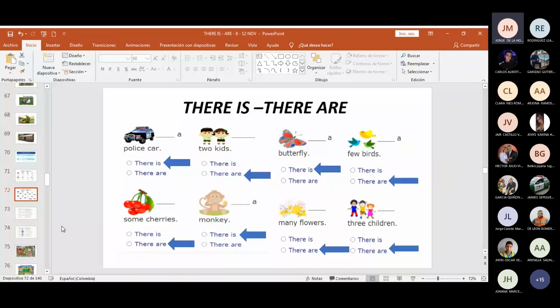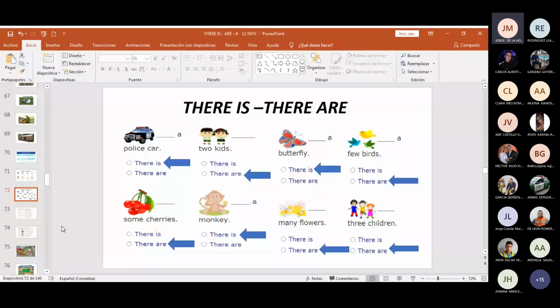There is a police car. There are two kids. There is a butterfly. There are a few birds. There are some cherries. There is a monkey. There are many flowers, and there are three children. So it's very easy. So similar to this, student.